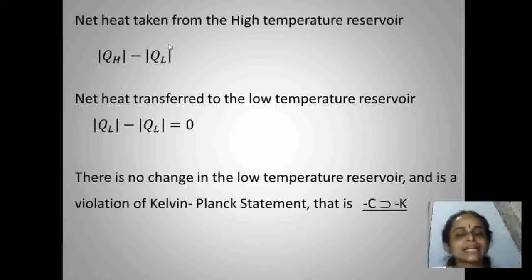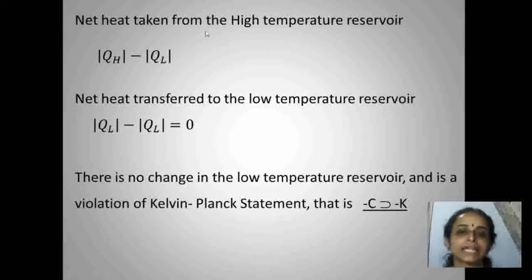That is the violation of the Kelvin-Planck statement. What is the Kelvin-Planck statement? The Kelvin-Planck statement states that it is impossible to construct a heat engine working in a cycle that will produce no effect other than the transfer of heat from a high temperature reservoir and the performance of an equivalent amount of work. That means it is not possible to construct a heat engine that has 100% efficiency.